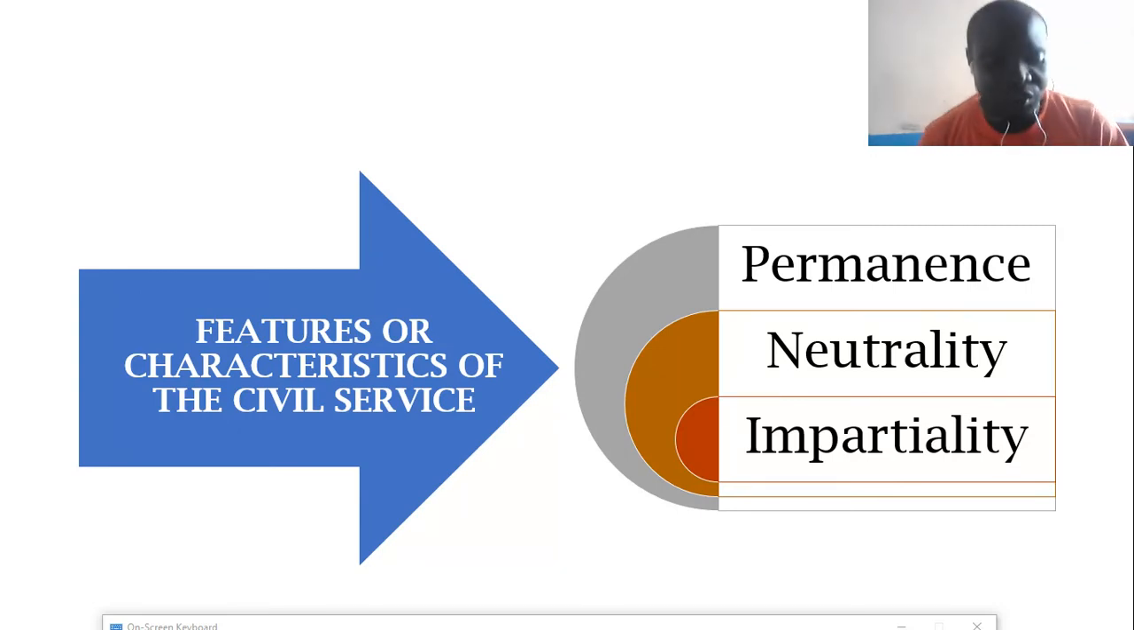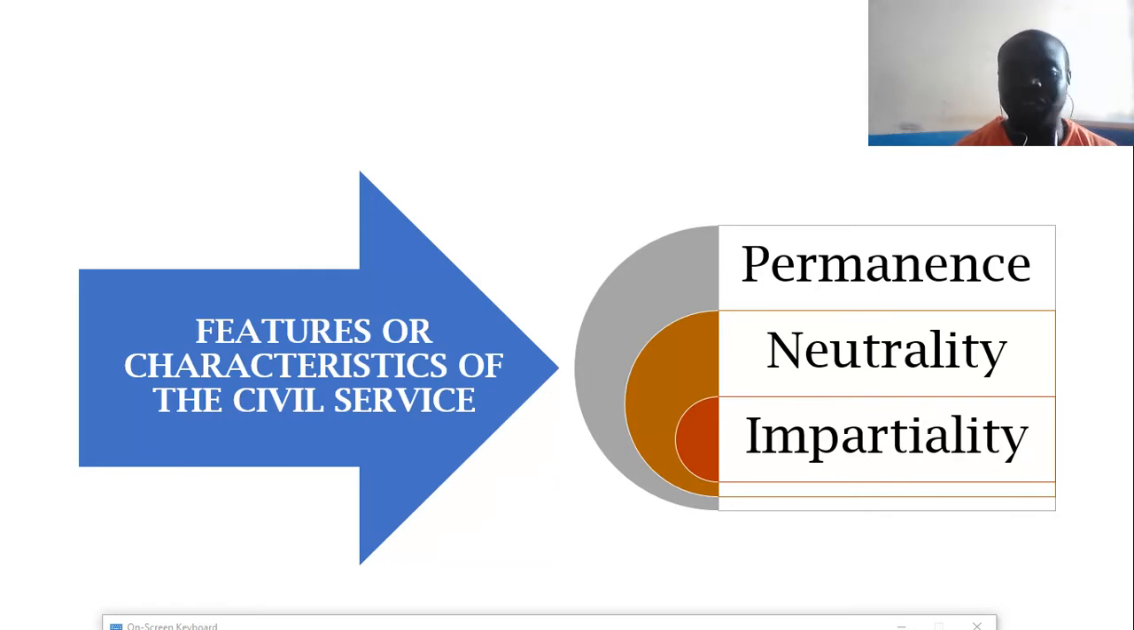The next one is neutrality. Just as the name implies, neutral. This means that civil servants are meant to be politically neutral. That is to say, irrespective of the government of the day, the civil service is meant to work with the government of the day, no matter the party. They are meant to be neutral, not just in politics, but also in the discharge of their duties.